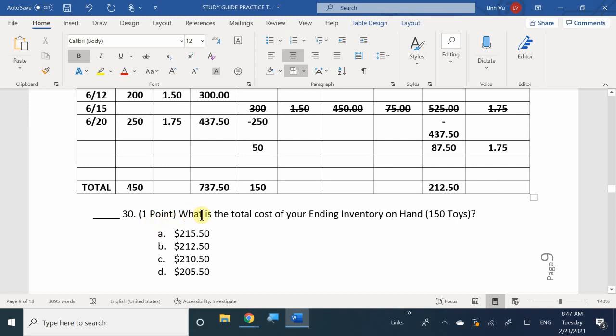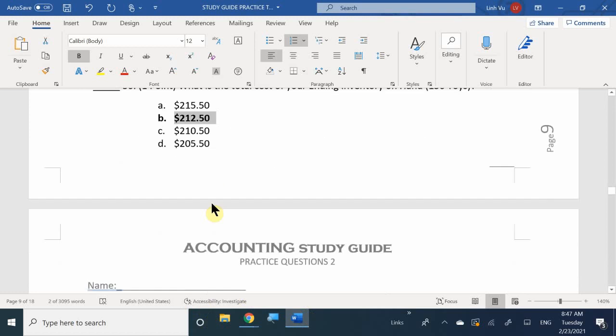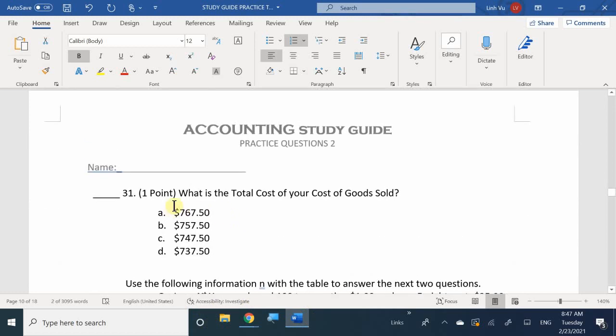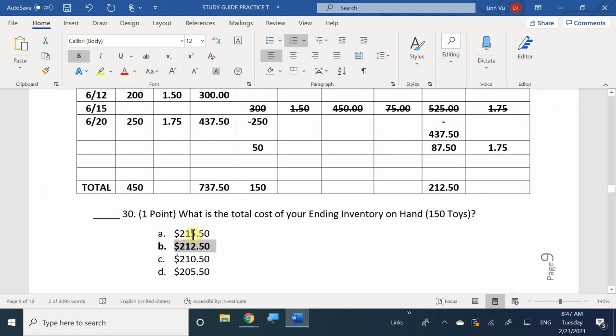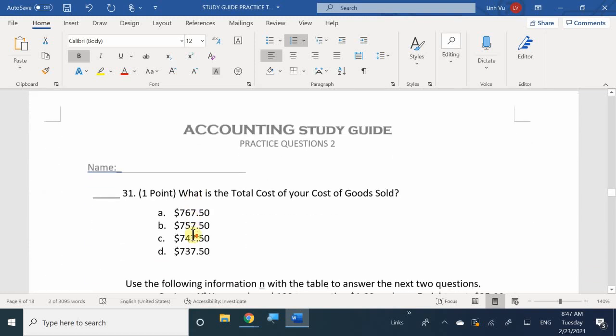So here it says, what is the total cost of your ending inventory? 212.50. B, 212.50. All right, and then the next question is asking what is your total cost of goods sold? In this case, we solved 737.50. 737.50 right here, D.